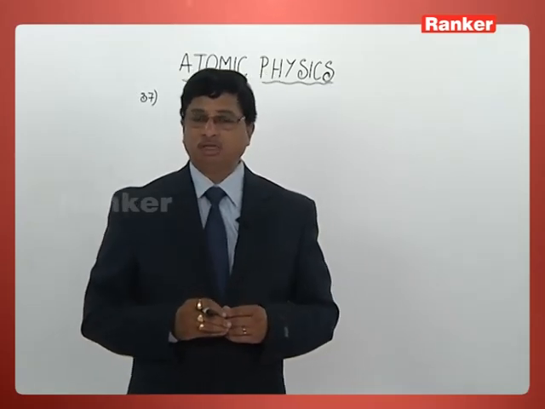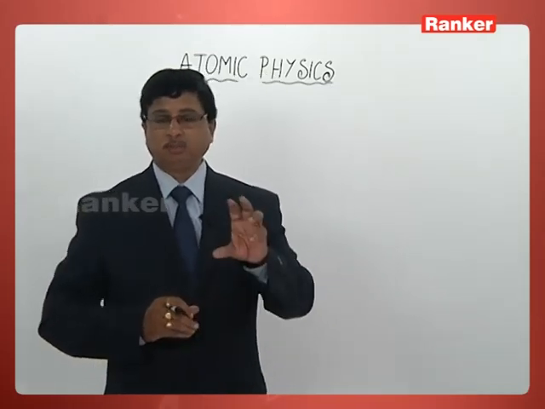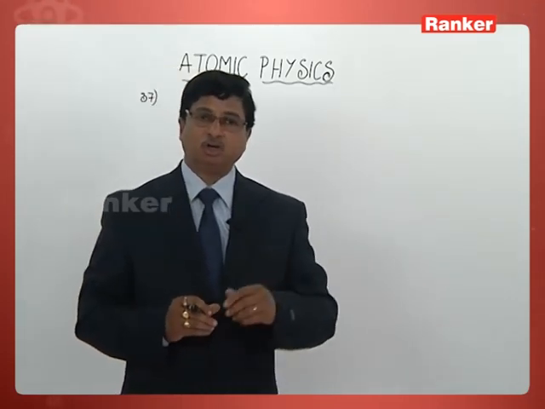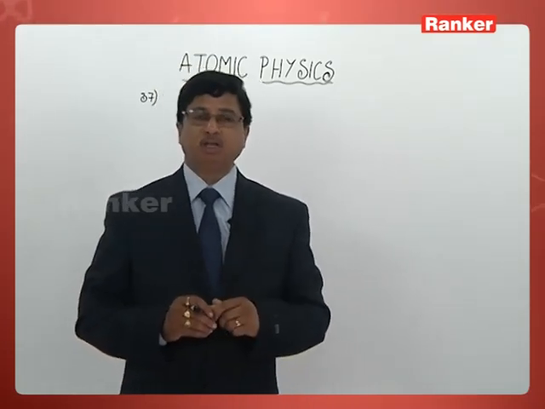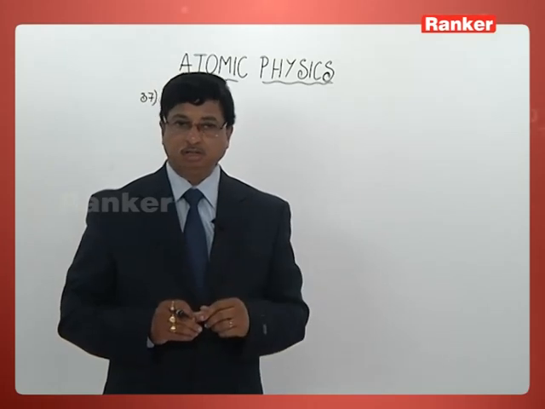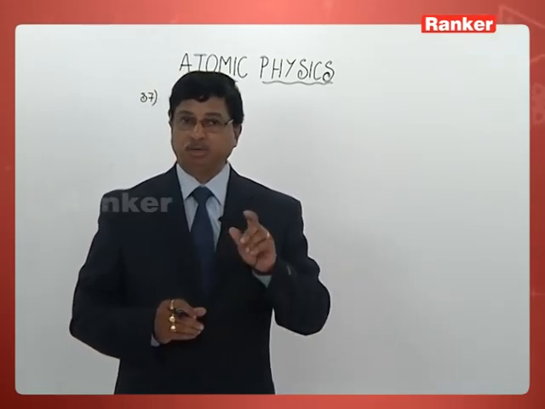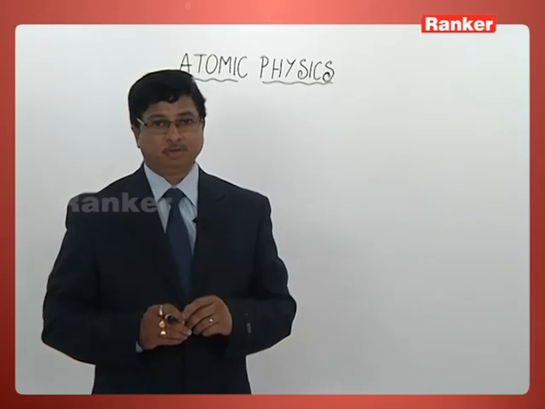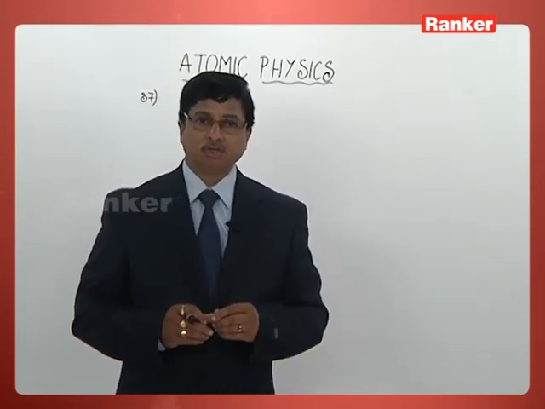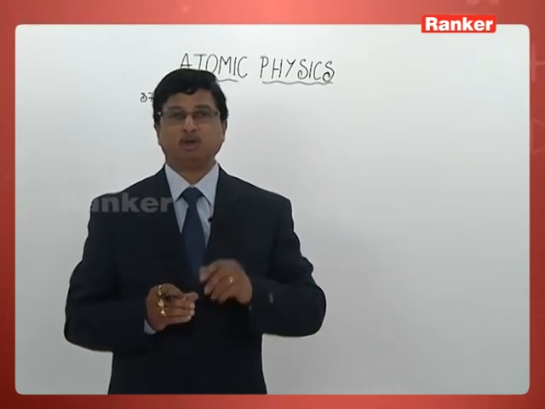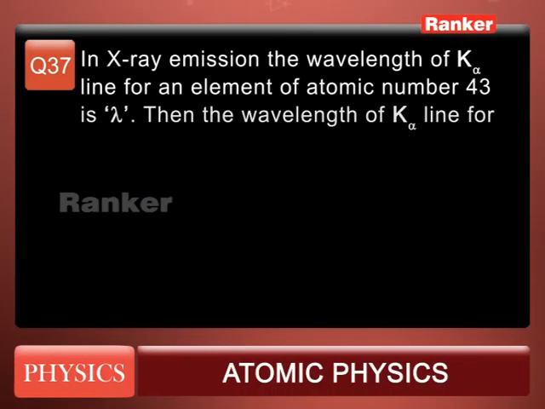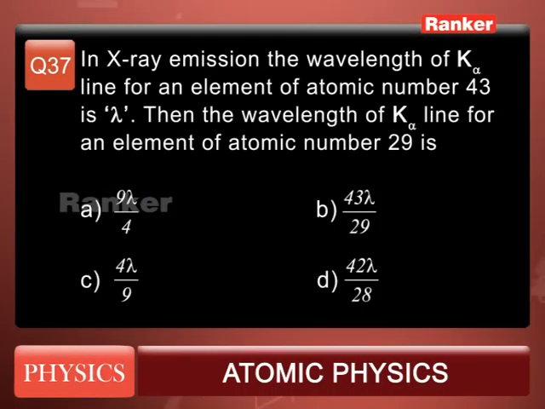Switch over to the next number, that is 37. This problem is based on Moseley's law. It is a very important statement, all of you know. Based on that only, we have rearranged the elements in the periodic table. You might have discussed that even in chemistry. But the only point here is its application, which we have considered in the form of a small problem. Let me read it out first. In X-ray emission, the wavelength of K alpha line for an element of atomic number 43 is lambda.